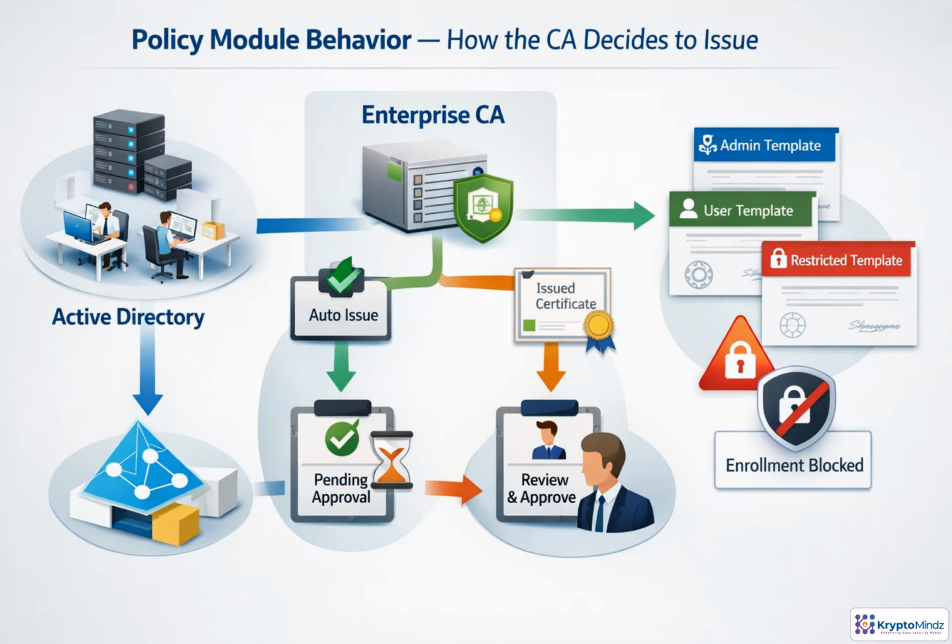When a request hits an enterprise CA, the policy module is the decision engine that determines what happens next. It evaluates the selected template and the requester's identity through Active Directory. If the template allows auto-enrollment and permissions align, the certificate is issued immediately. If the template requires manager or admin approval, the request is placed in a pending state. If the requester isn't authorized for that template, the request is denied and enrollment is effectively blocked.